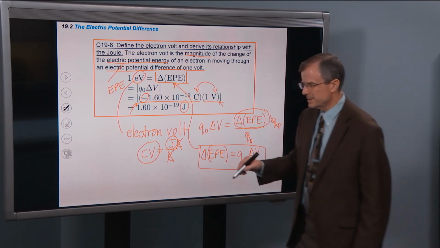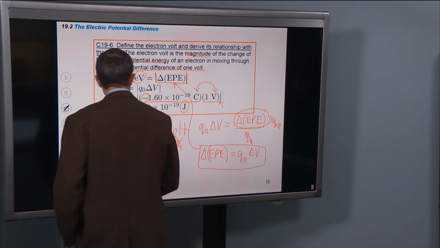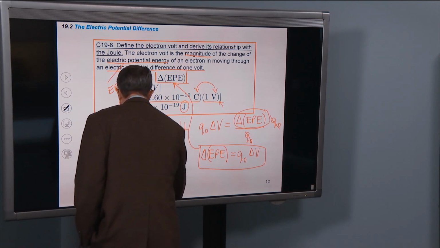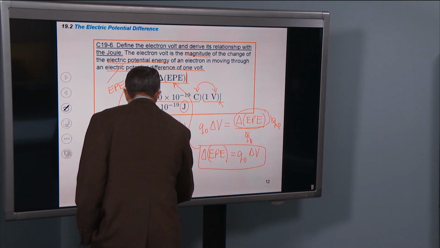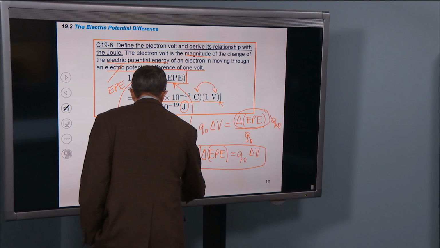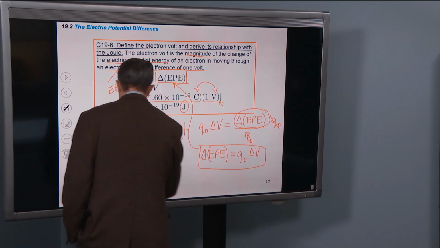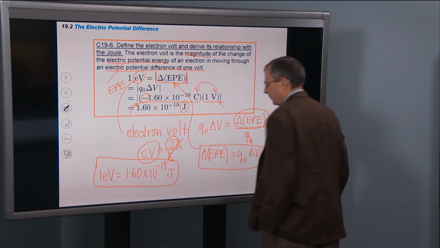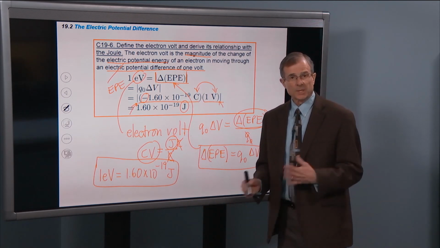So let me just write this down again, just so we can get our heads around it. 1 electron volt equals 1.60 times 10 to the minus 19 joules. That's the bottom line of the relationship between an electron volt and a joule.